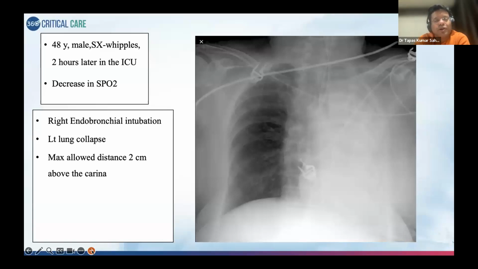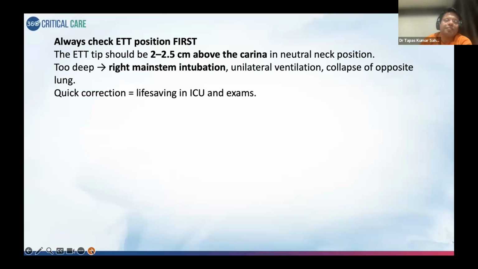And why are we saying left lung collapse and right endobronchial intubation? The maximum allowed distance is 2 centimeters above the carina for the tip of the endotracheal tube. Always check the ET tube position first, and the ET tube tip should be 2 to 2.5 centimeters above the carina in the neutral neck position. You all understand neutral neck position. Too deep means right mainstem intubation, unilateral ventilation, and collapse of the opposite lung. That has happened in this patient. Quick correction is life saving in ICU and examinations.